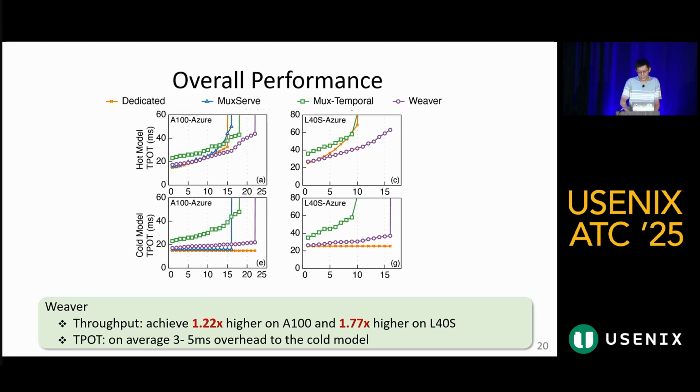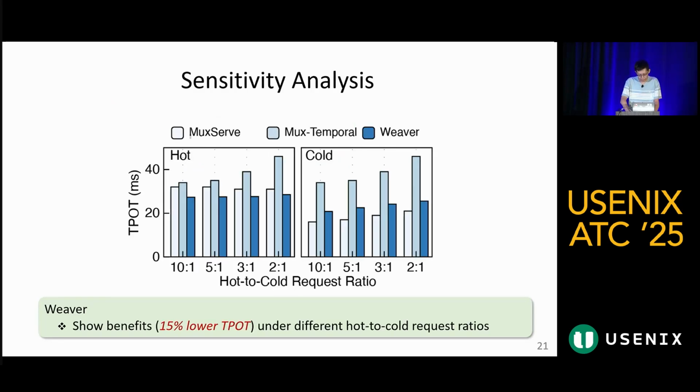Weaver, shown in purple, significantly outperforms the baselines. On the A100, we achieve up to 1.22 times higher throughput. The improvement is even more dramatic on the L40S with smaller PCIe interconnect bandwidth, reaching 1.77 times. This is because Weaver's attention offloading requires less communication bandwidth than MuxServe's tensor parallelism. Importantly, the benefit to the hot model comes at a very low cost. The cold model experiences only a minor 3 to 5 millisecond TPOT overhead.